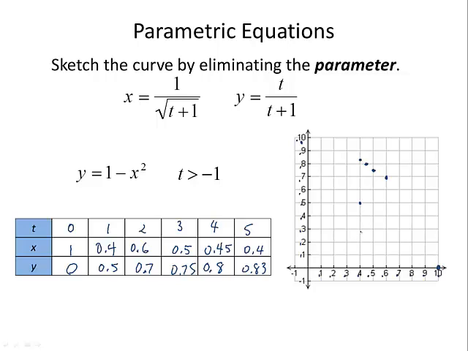Now looking at this tells me there's something wrong with this one here. So let me go back and look at that second one. 1 over rad 2 is 0.7, not 0.4. 0.7. This is 0.7, 0.5. That's better. Not that one. Okay, so this is going to look like this.